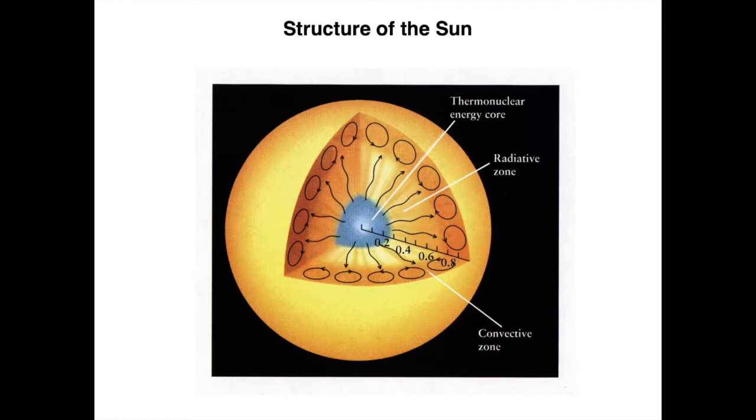Question is, how do we know this? Well, we know this from models. We don't have observations of the interior of the sun, at least not throughout the whole interior.